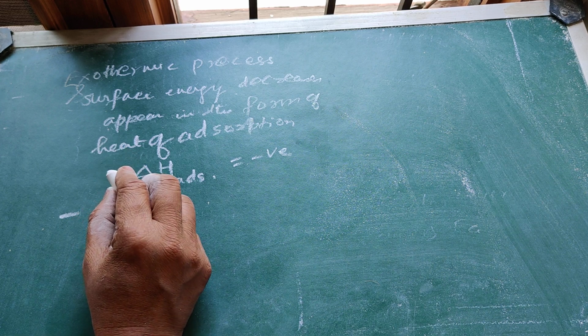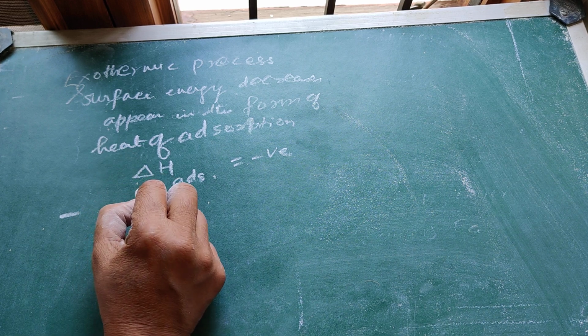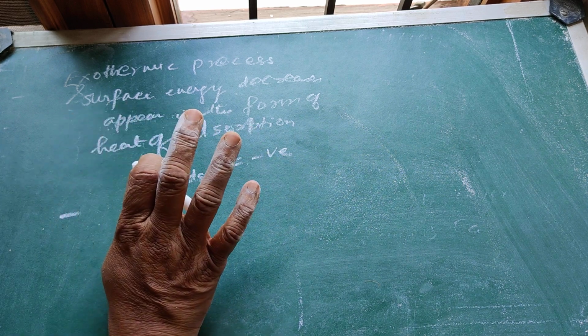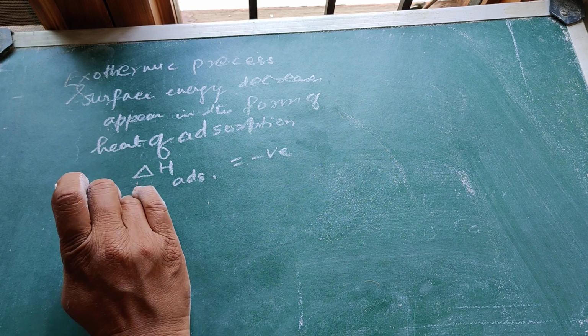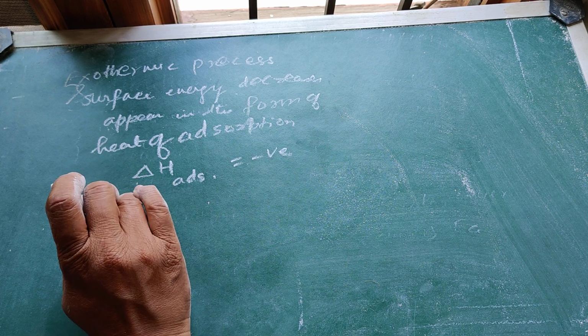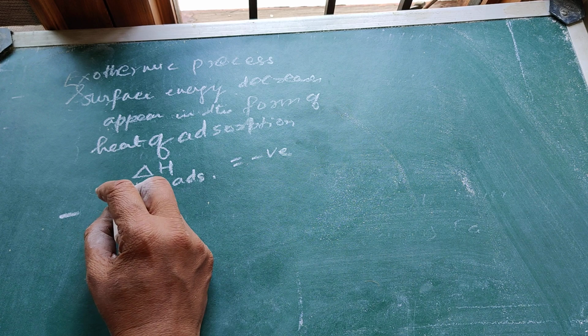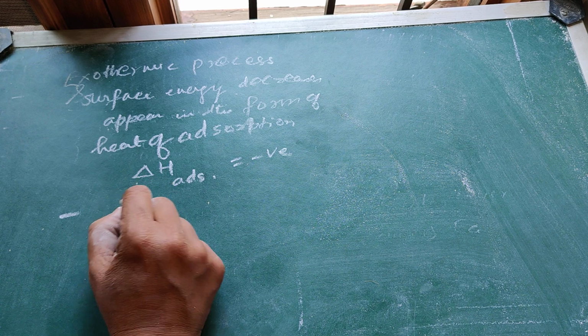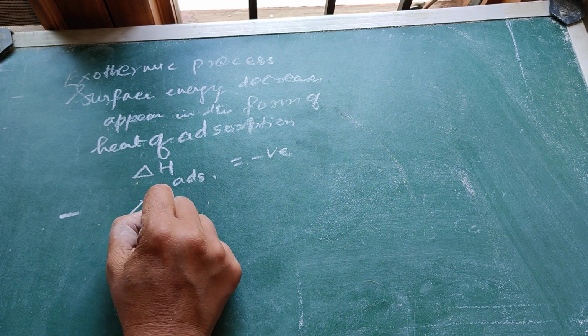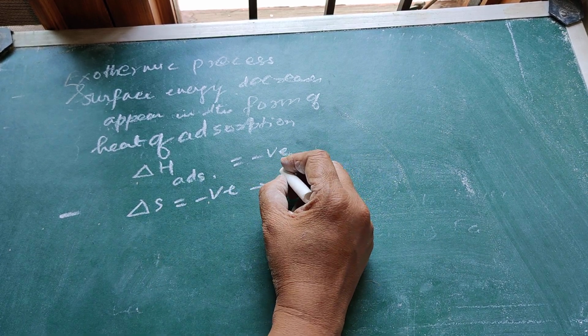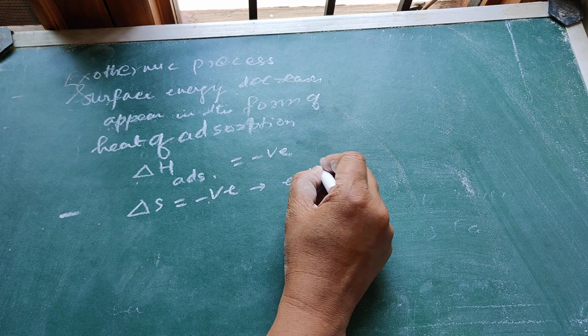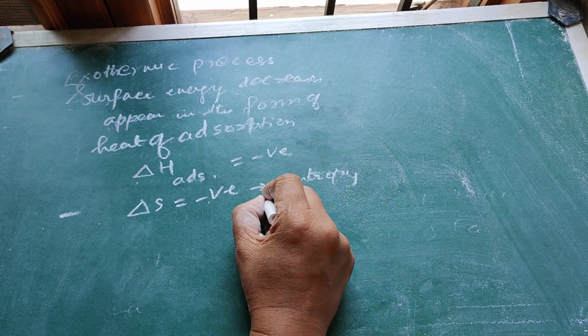So when a gas is adsorbed on the adsorbent, its freedom of movement gets restricted. Okay, so what will happen? What will be the entropy change here? After the adsorption, there is a decrease in the entropy of the gas, that is del S will be negative. So during the adsorption, the entropy decreases.